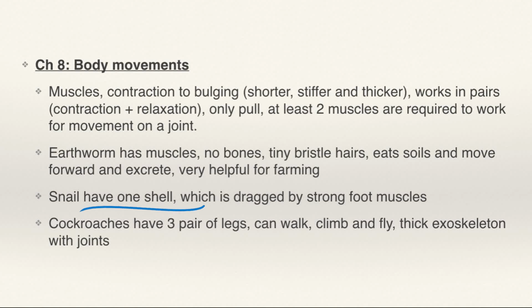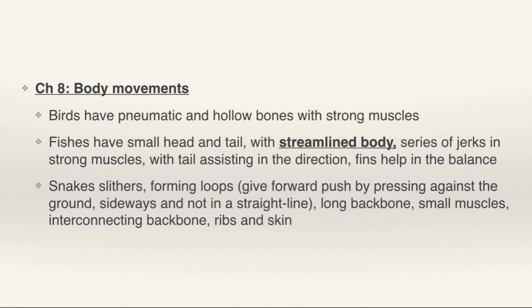Snails have just one shell, which is dragged by strong foot muscles, and cockroaches have 3 pairs of legs. Each and every insect has 3 pairs of legs, and it can walk, climb, and fly, and it has a thick exoskeleton with joints. This is also asked a lot of the time. Now birds have pneumatic bones. Pneumatic means filled with air, which means hollow bones, and they have very strong muscles.